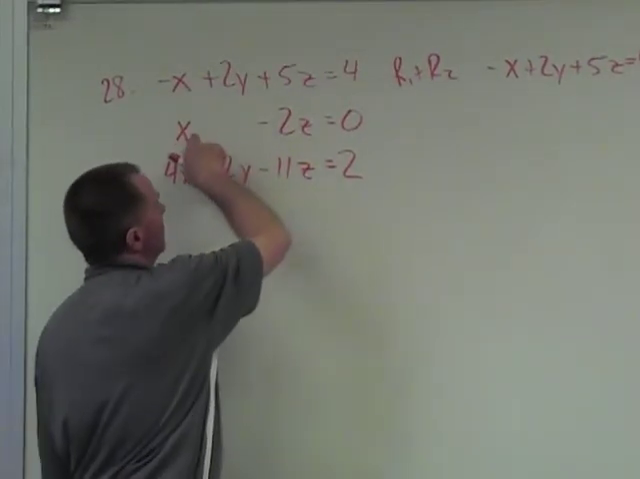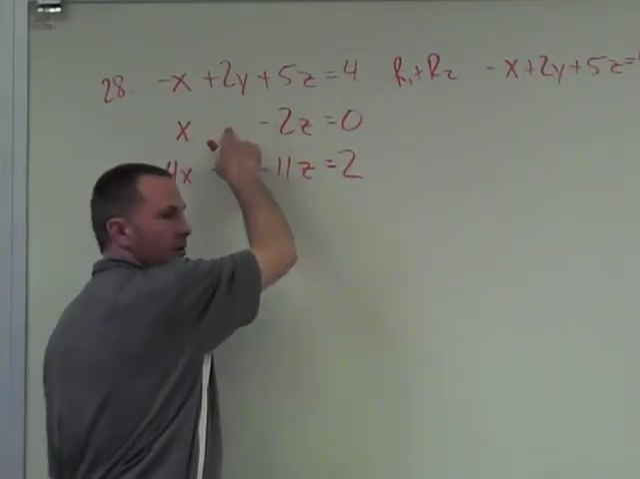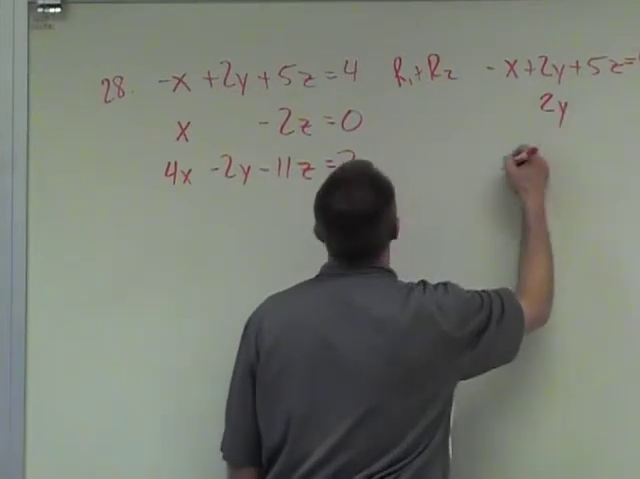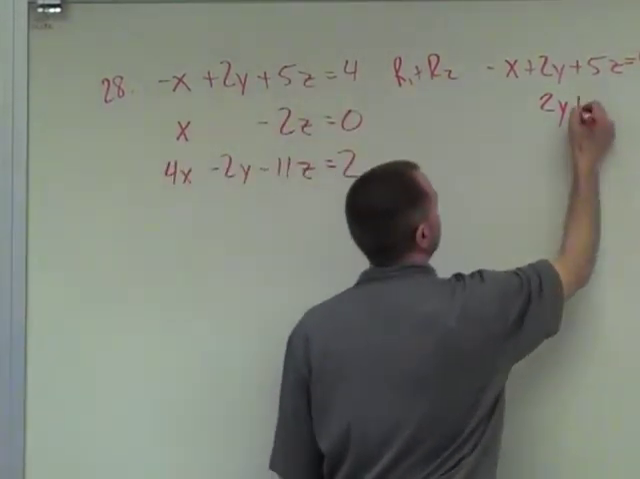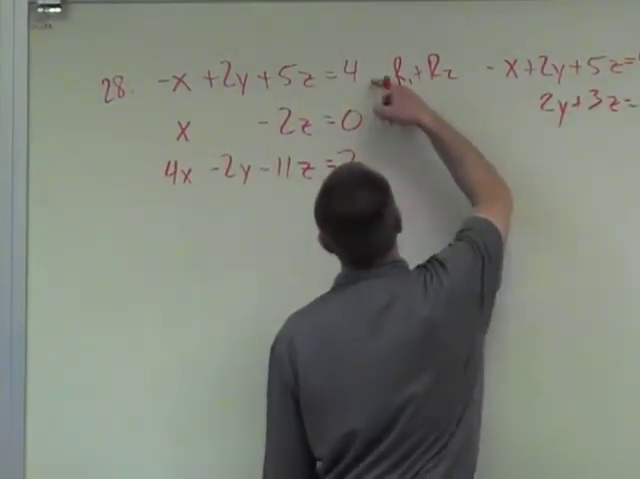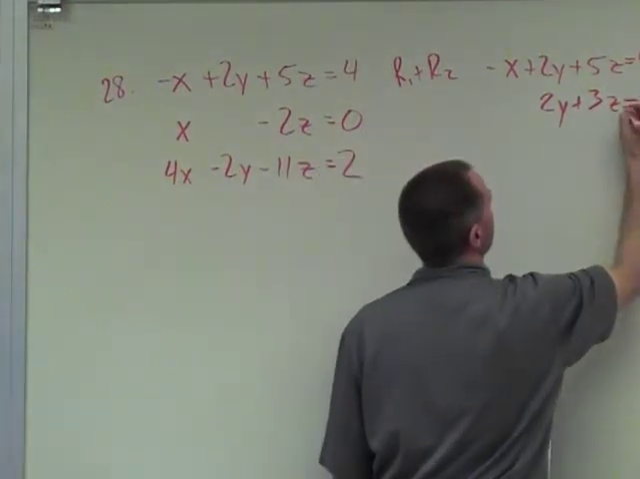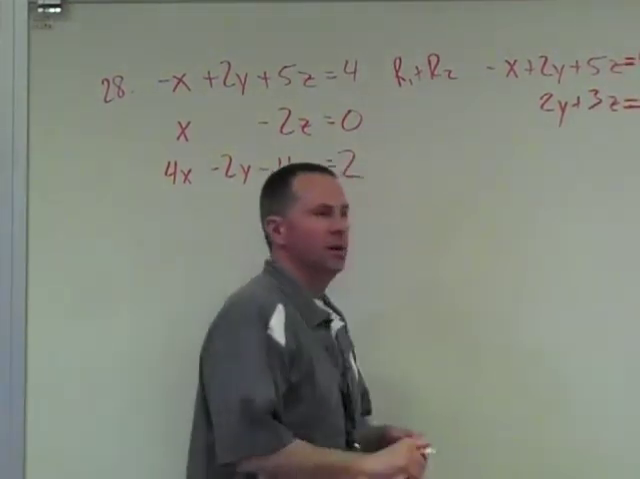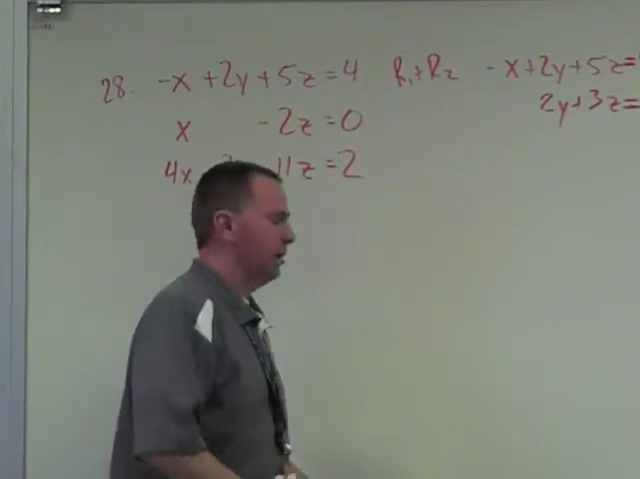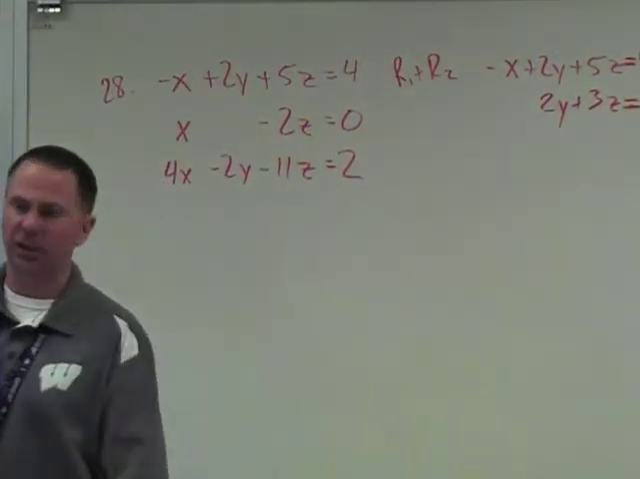This plus that is 0. 2 plus 0 is 2. 5 plus negative 2 is 3. And 4 plus 0 is 4. Now, I didn't write row 3 up here yet because we can still change row 3 at this stage. You can do more than one change at a time. So go ahead and do step 2.